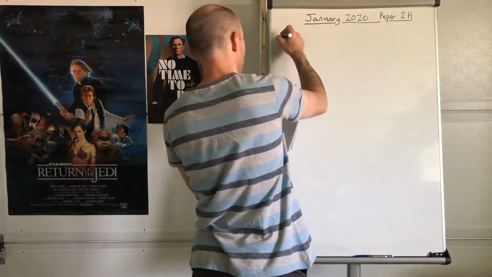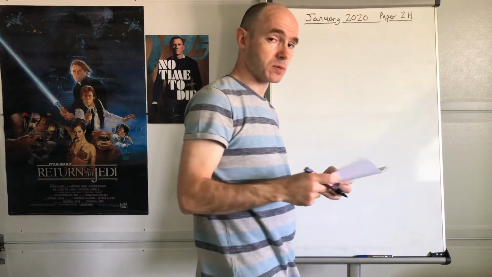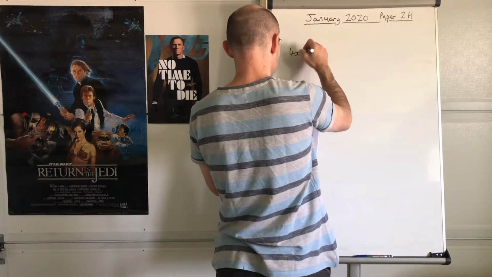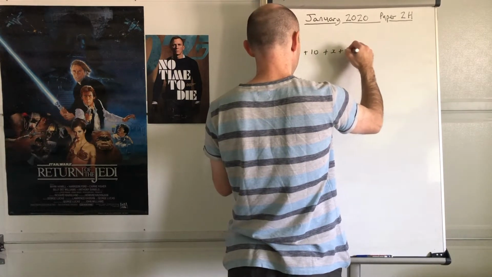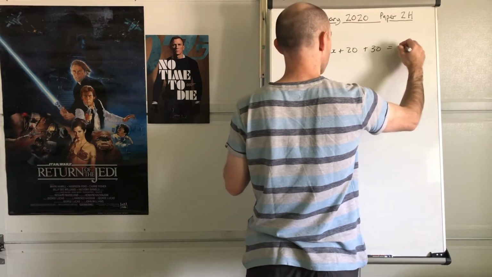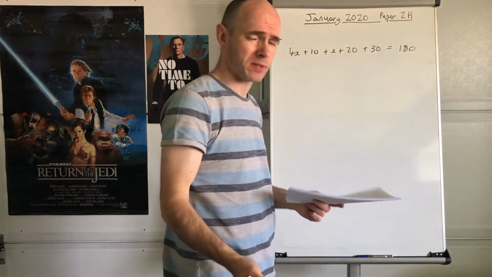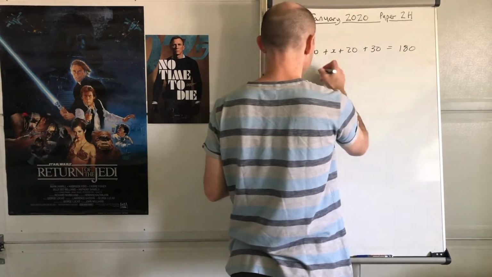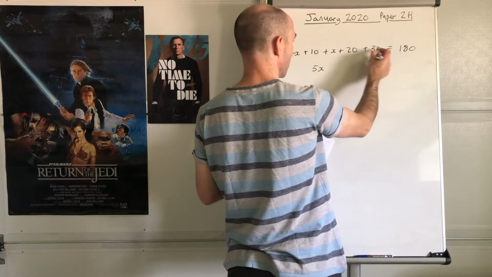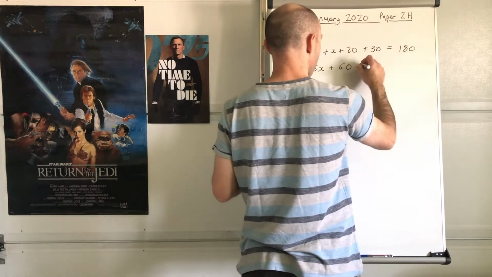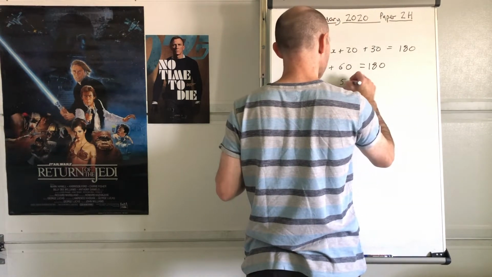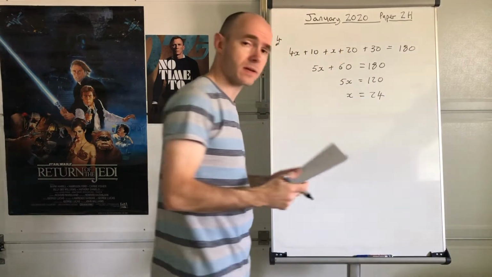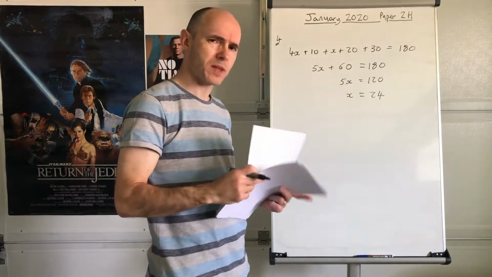There we go. So what you need to do is add each of the angles together, and that equals 180 degrees. I'm hoping that's obvious. So write out 4x plus 10 plus x plus 20 plus 30 equals 180 degrees. I know it's an easy question. You're probably thinking, why is it worth 4 marks? But you get a mark for that, and then another mark for simplifying this. So that'll be 5x plus 30, 50, 60, equals 180. And then 5x is equal to 120. And then x is equal to 24. And that's it. So nice and simple, hopefully.